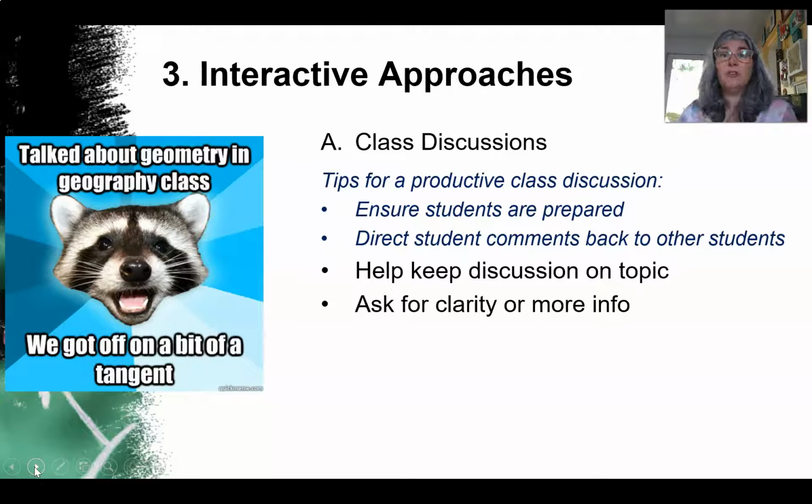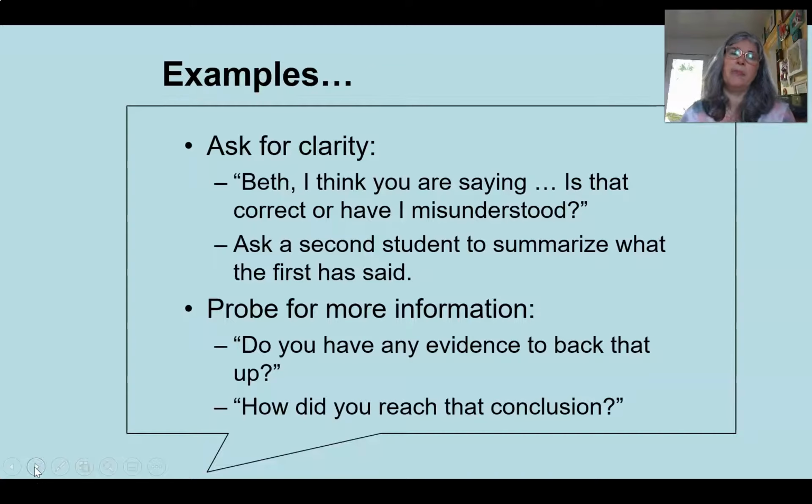And you need to also ask for clarity or more information. Sometimes a student might have a good idea, but maybe they haven't articulated it well, or maybe they've been pretty brief, so you want to try to elicit some details or some comments from them. Some examples when it comes to asking for clarity, things like, Beth, I think this is what you're saying, is that correct? Or ask, could you summarize what this student just said? When it comes to probing for more information, you could say, well, do you have any evidence or facts to back up that claim or assertion? Or you could say, how did you reach that conclusion?